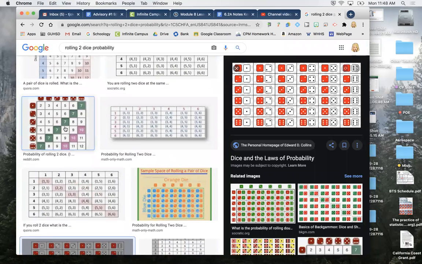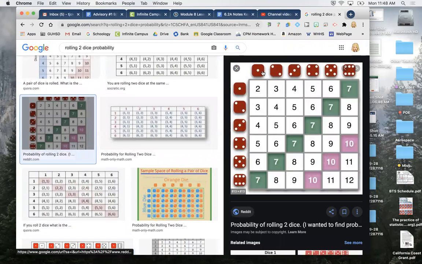You can see the numerical values for it, and there they are. If you get a 1 on one die and a 1 on the other, you get a 2. A 1 on one die, a 2 on the other, you have a 3, and so on and so forth. So that's how I was showing you that.